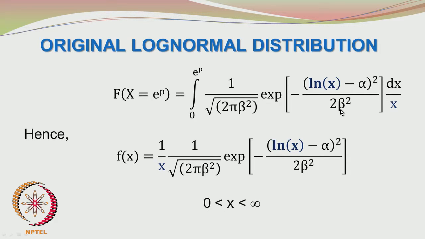So, the probability density function is given by 1 by x into 1 by root 2 pi beta squared exponential minus ln x minus alpha whole squared by 2 beta squared. And the value of x is between 0 to infinity. This is very interesting. Here this f of x looks quite similar to the normal distribution, but note that instead of x we have used ln x and there is an additional 1 by x term here. Even though the differences are seemingly slight, they are quite significant.